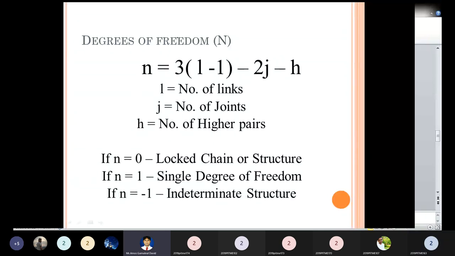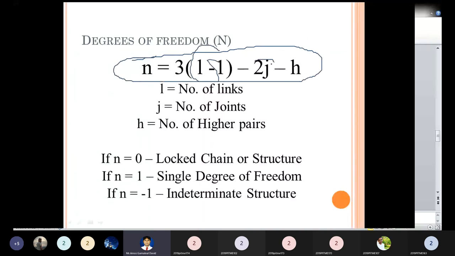Very good. Now remember this formula: n is equal to 3 into (l minus 1) minus 2j minus h. Usually we won't use this h because h stands for higher pairs. What does higher pair mean? I explained it yesterday and asked you to write it also last class. Did you guys write it? Okay, let me repeat it. Lower pair means surface contact. Higher pair means point or line contact.